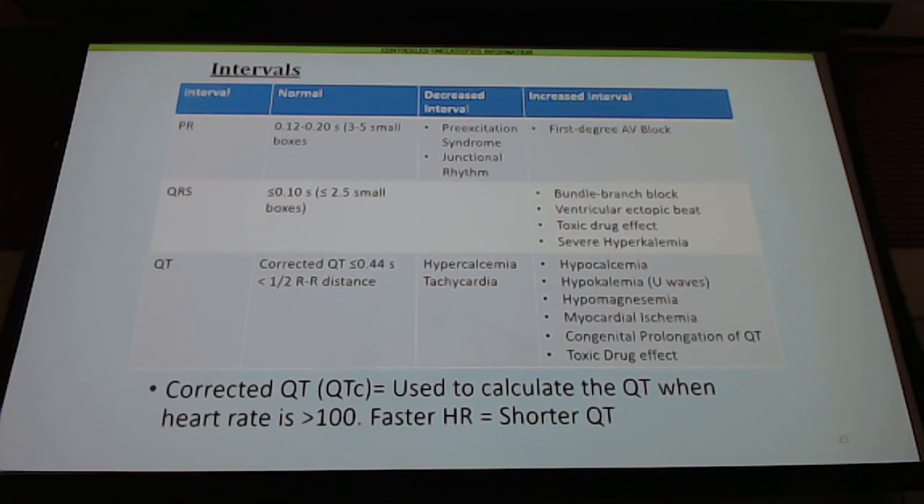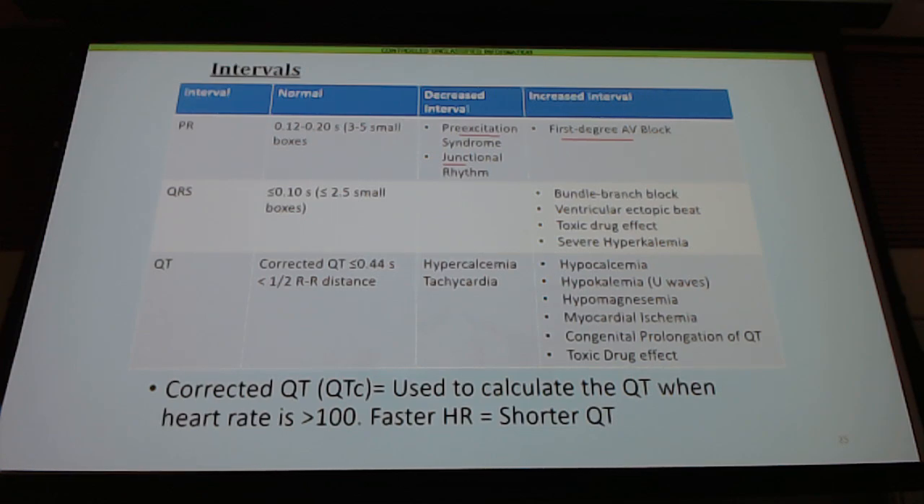but it can go up to 5 small boxes. And when you have an increase, like that one example I showed, it was like 6 small boxes, right? Now we're looking at that interval being increased. It is most likely a first-degree AV block present there. If that interval is decreased, it could be either pre-excitation syndrome, which we'll talk about in a later lecture, or it could be a junctional rhythm. So now the SA node is not driving that rhythm at all.